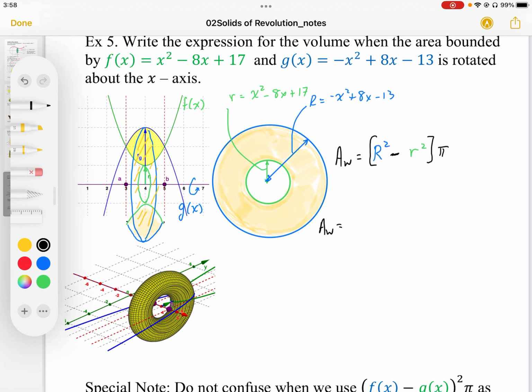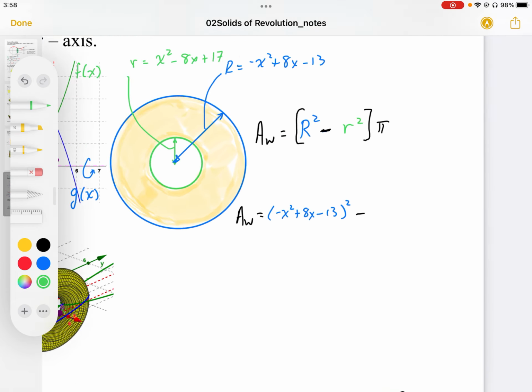So this is going to be the function on the outside, negative x squared plus 8x minus 13, all squared, minus the inside radius function.